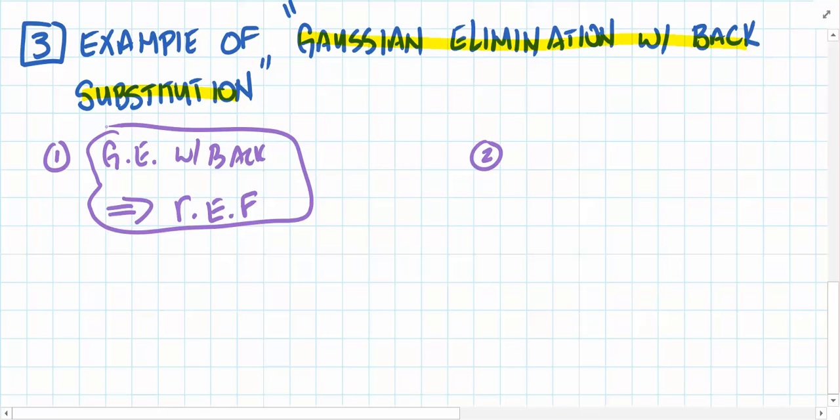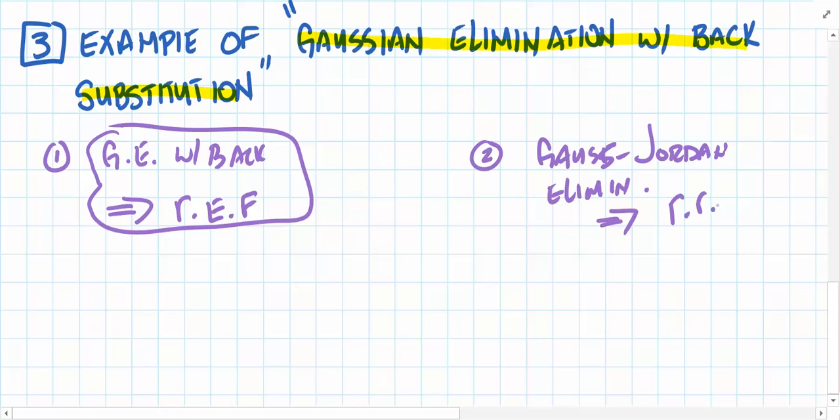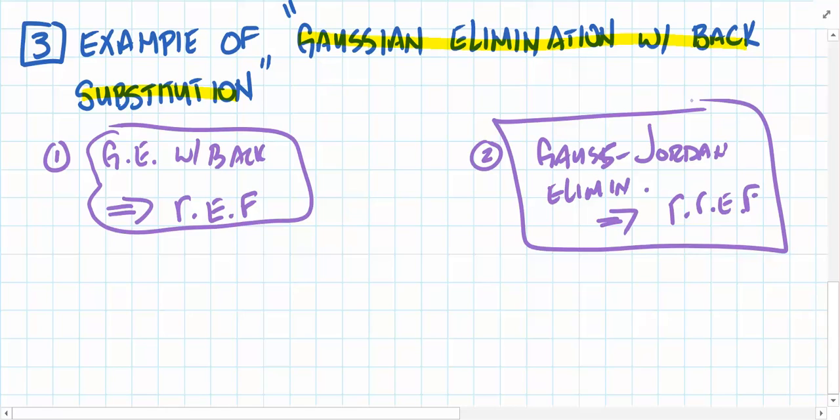The other way is something called Gauss-Jordan elimination. And Gauss-Jordan elimination is when you put a matrix into reduced row echelon form. So why am I telling you this? The directions in the book will say use Gaussian elimination with back substitution or Gauss-Jordan elimination.